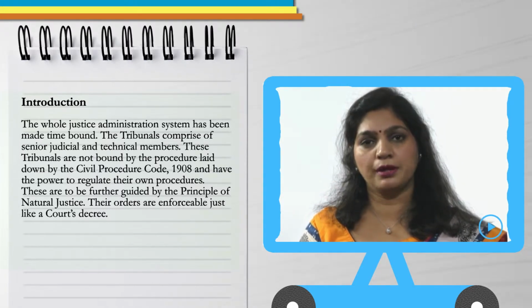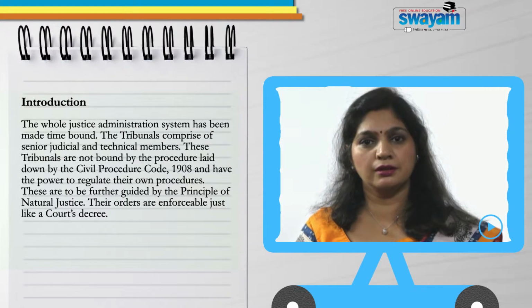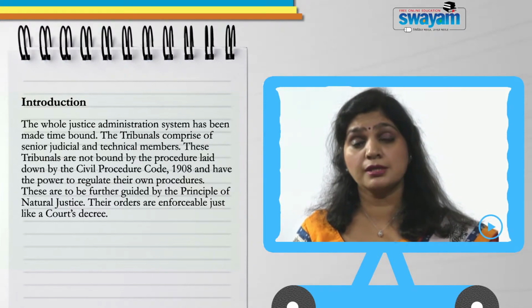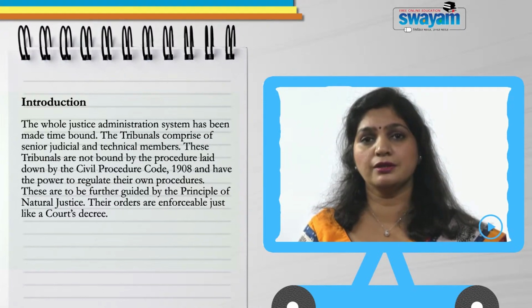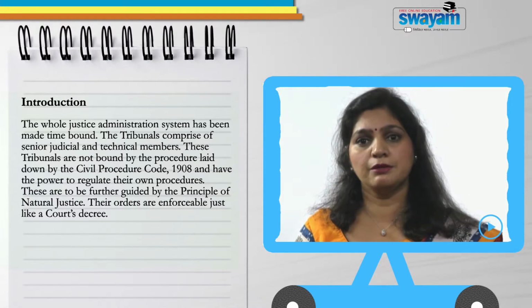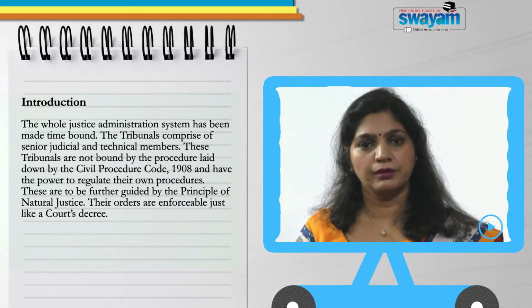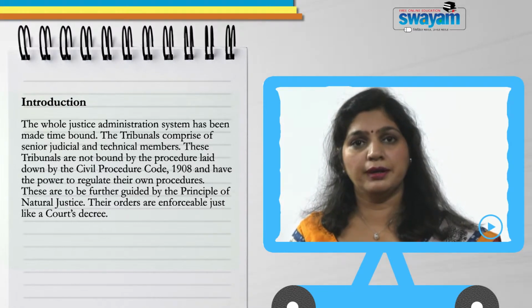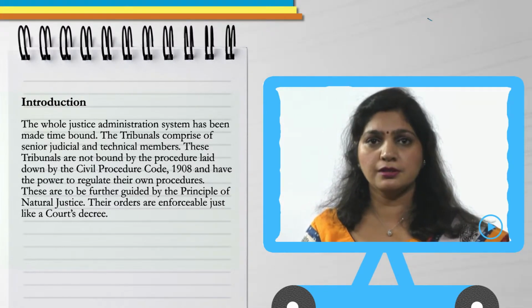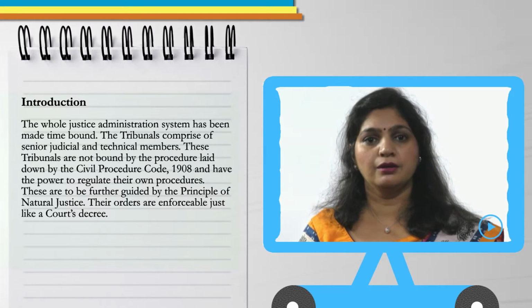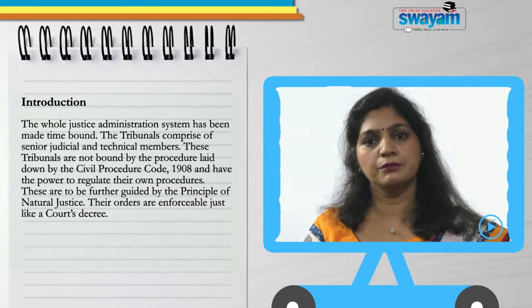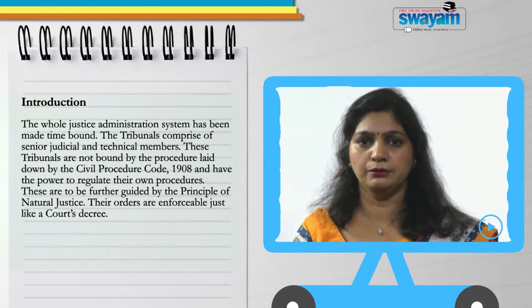The tribunals comprise senior judicial and technical members, and these tribunals are not bound by the procedure as has been laid down by the Civil Procedure Code 1908 and have the power to regulate their own procedures. These are to be further guided by the principles of natural justice, PNJs. Their orders are enforceable just like the decree of any court.